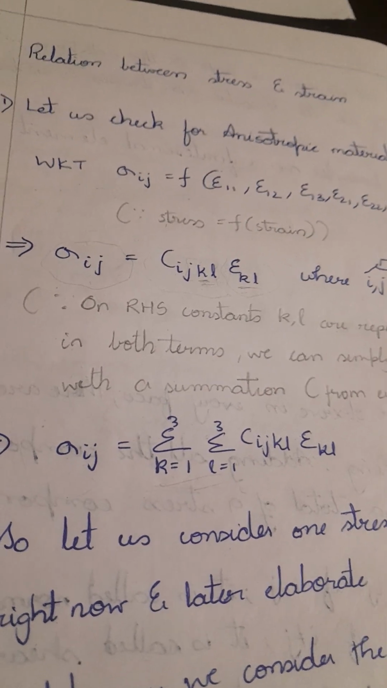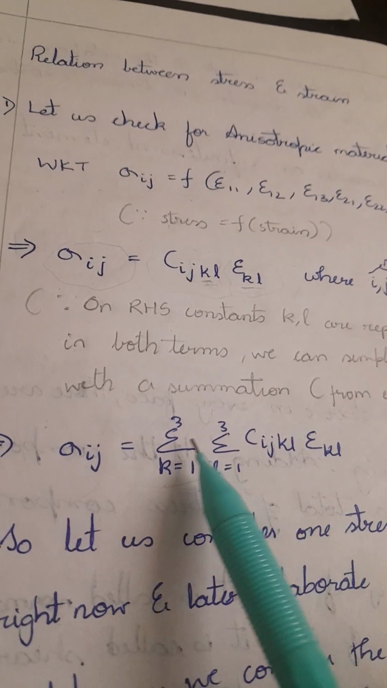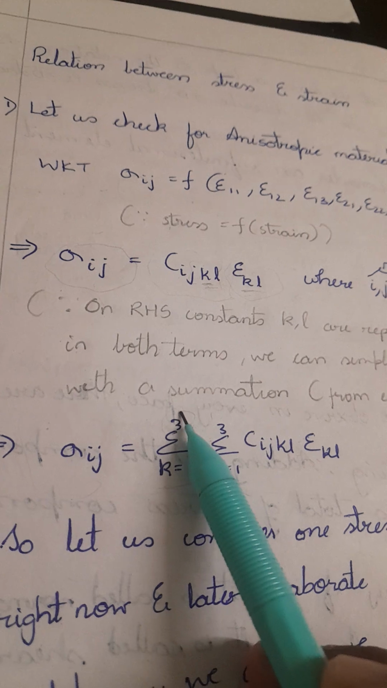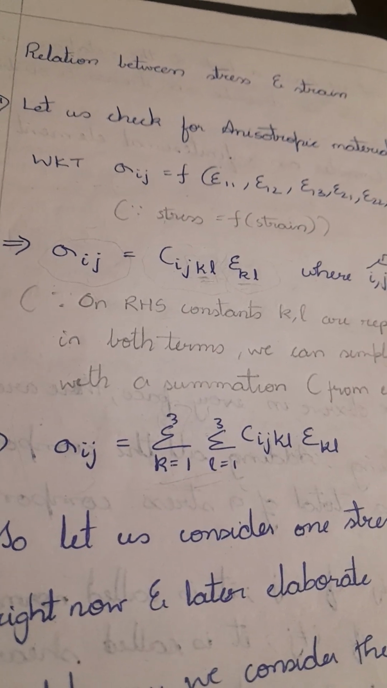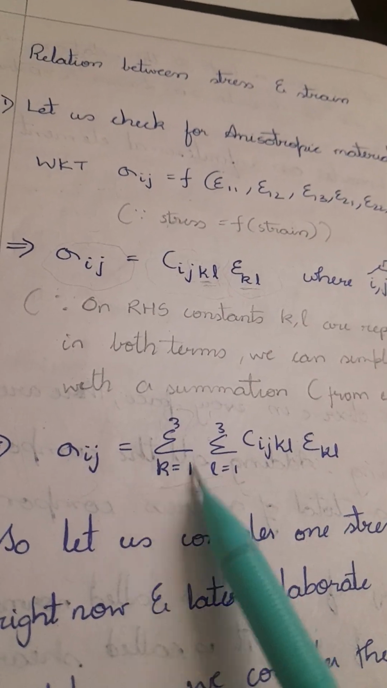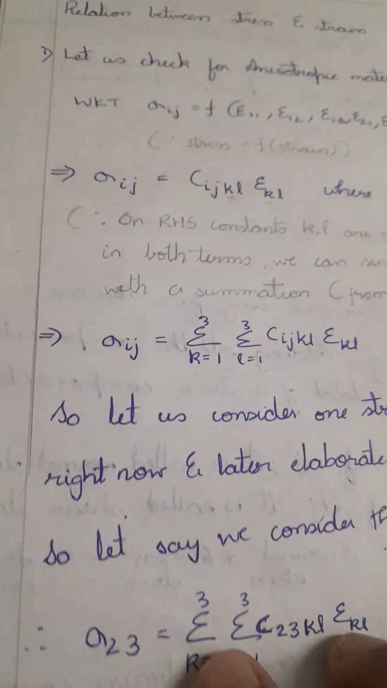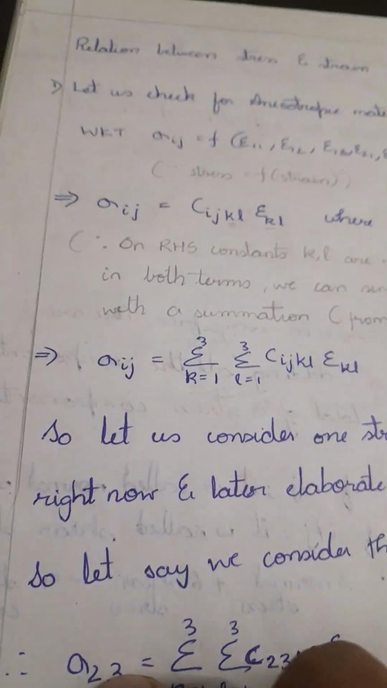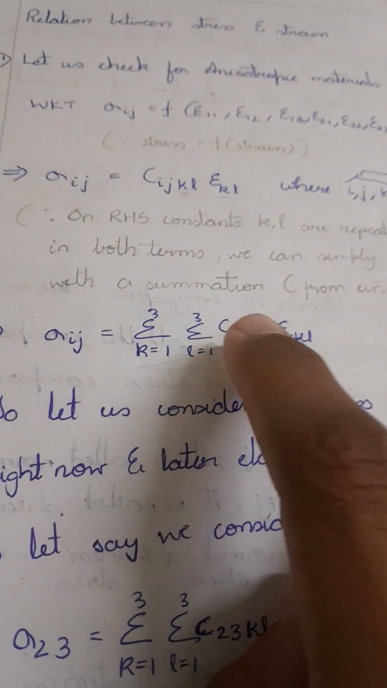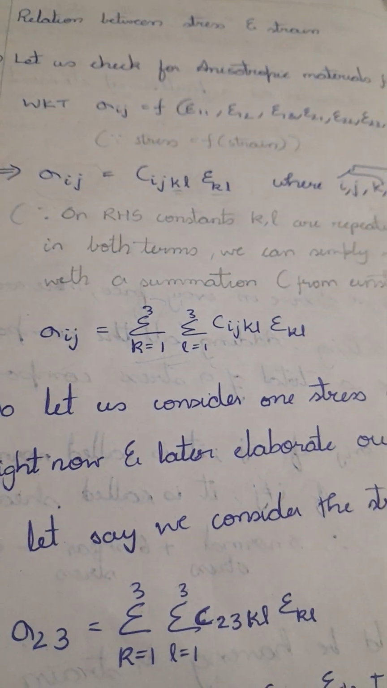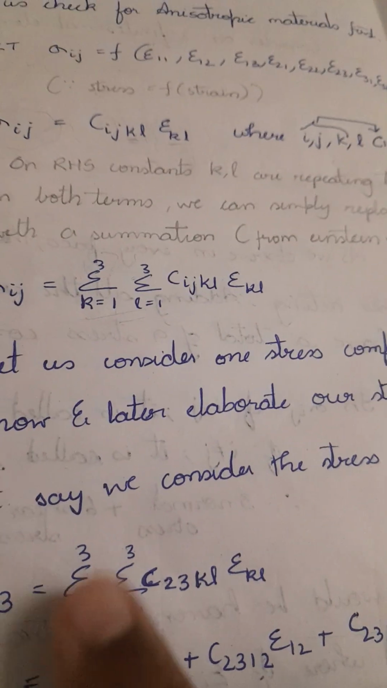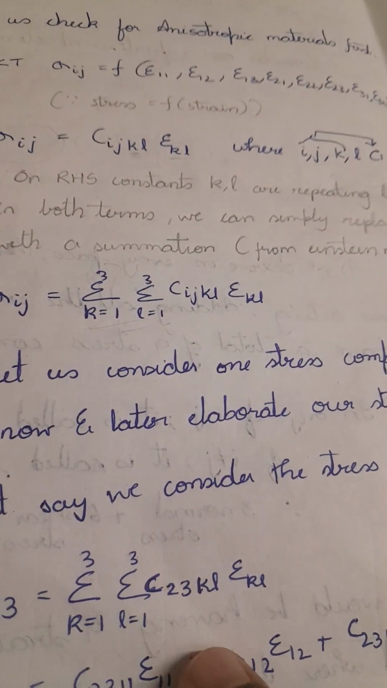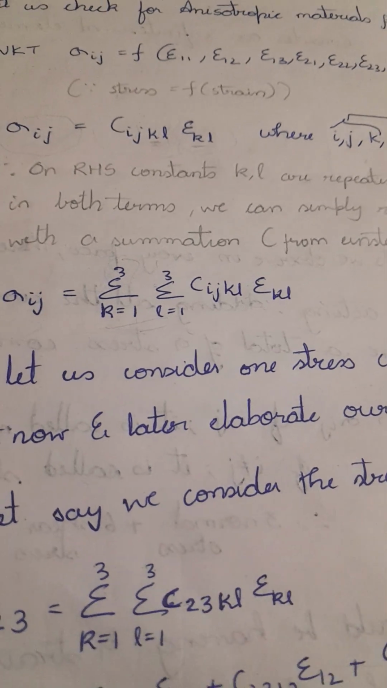Since we might have a doubt, why are we only restricting it to 3? Since we've got only 3 planes of study with X, Y, and Z, we're just taking 3 planes, okay? For us to understand this relation better, let's take the stress component sigma 2 3, wherein i is 2 and j is 3. Just plug in the values of 2 and 3 wherever you see i and j respectively. So I would write k from 1 to 3, l from 1 to 3, C23kl times strain kl.